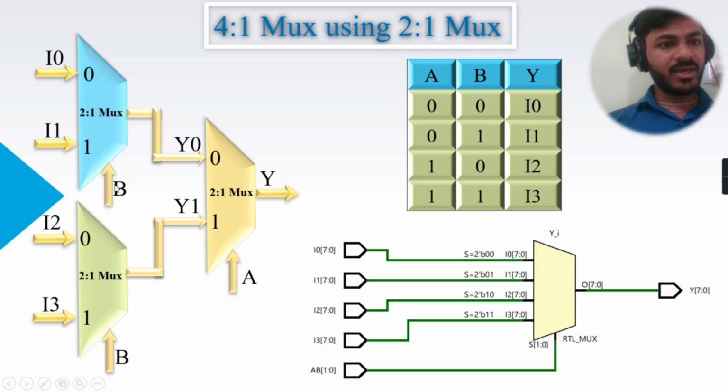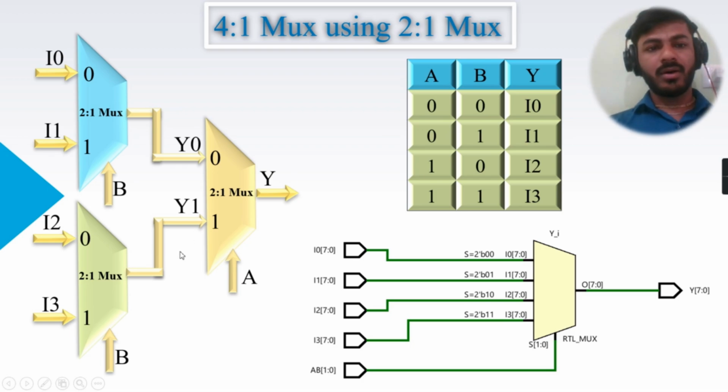Similarly, if select line B is equal to 1, then from the first 2 is to 1 mux, I1 will be routed to Y0 and from the second 2 is to 1 mux, I3 will be routed to Y1. Now, if select line A is equal to 0, then I1 will be routed to Y and if select line A is equal to 1, then I3 will be routed to Y via Y1. So this is how we can implement 4 is to 1 mux by using 2 is to 1 mux.